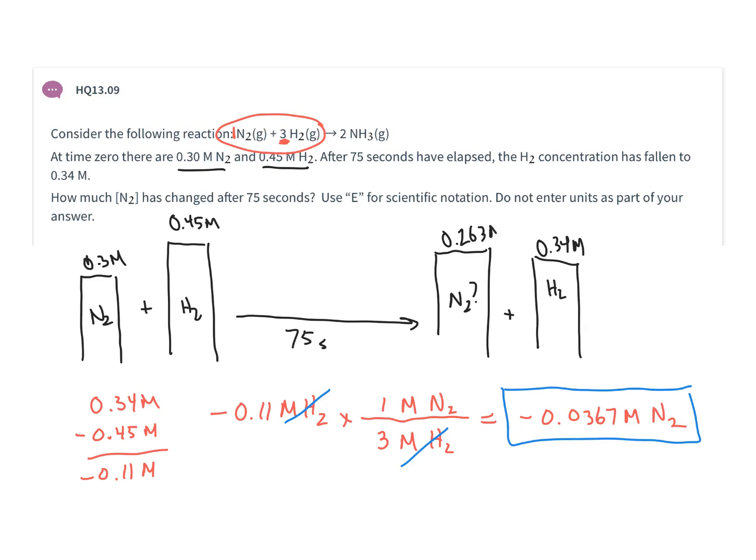0.263 molar nitrogen remaining. But again, this is a review of Chem 106 type equations and calculations: can we use a balanced chemical equation, use the coefficients from those balanced chemical equations, the molar relationship between nitrogen and hydrogen in this reaction, to, if I know the change in concentration of hydrogen, use that change in concentration along with the coefficients from the balanced chemical equation to determine what the change in concentration of nitrogen should be for that reaction.